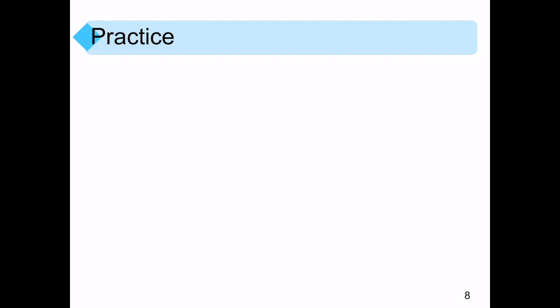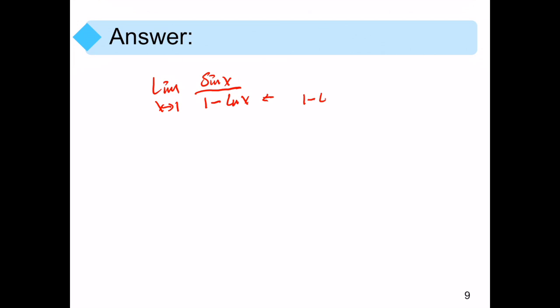Practice. Let's try to find this function's limit: the limit as x goes to 1 of sine x over 1 minus ln x. Answer. The denominator when x equals 1 is 1 minus ln 1, which equals 1 minus 0 because the value of ln 1 is 0. So the denominator equals 1, which is not equal to 0. So we can use the quotient law to calculate this function's limit.